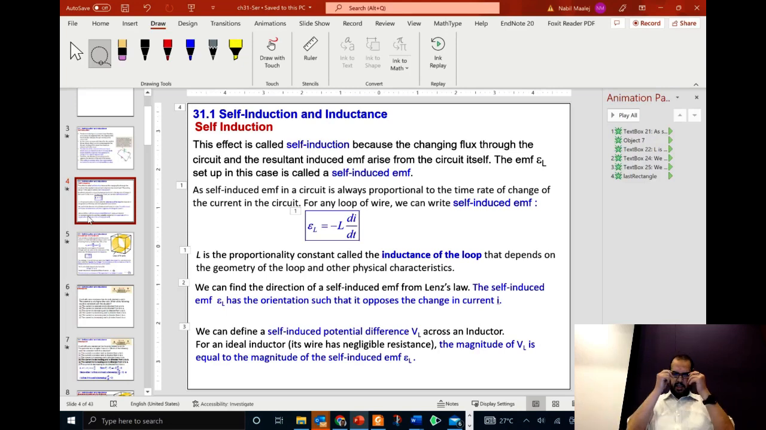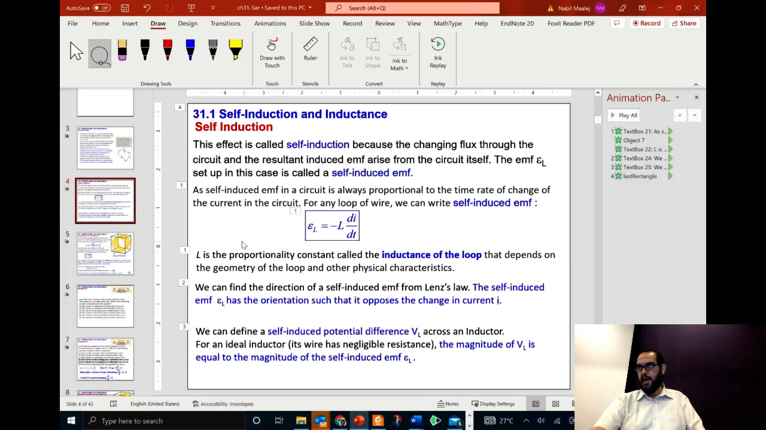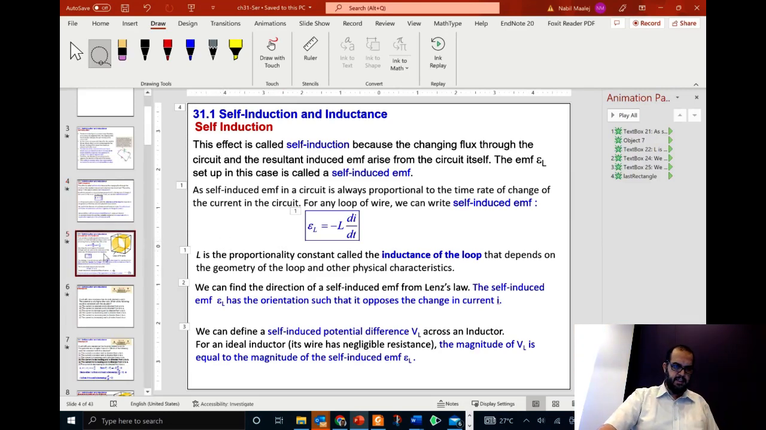And we said that is the self-induced or back EMF, or self-induced EMF. And we said it's equal to minus L, the derivative of the current with respect to time. So, minus L di/dt.